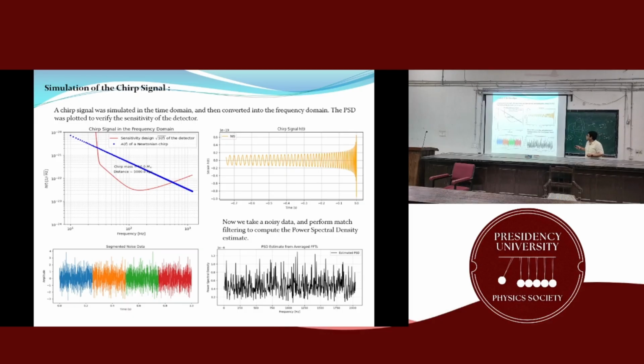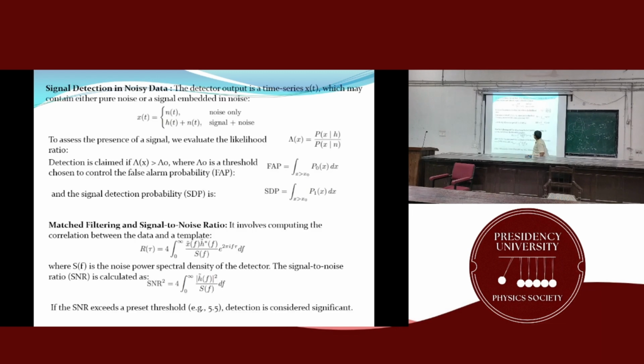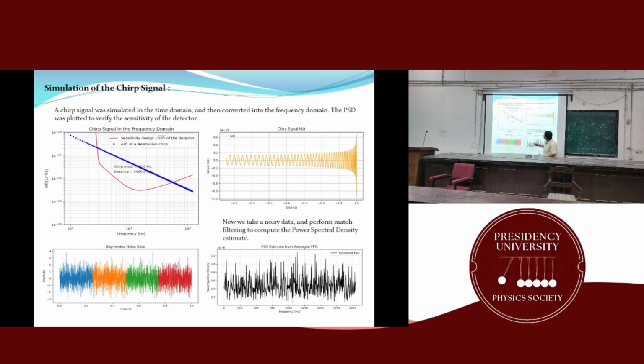This is the chirp signal I have taken. This is the power spectral density, and you can see this is the most sensitive region for the PSD which we take. As you can see, the lower the value of the PSD is, the higher will be the SNR. So the more the SNR, the better detection we do. This is the chirp signal, the segmented noise data, and the PSD estimate of the average Fourier transforms.